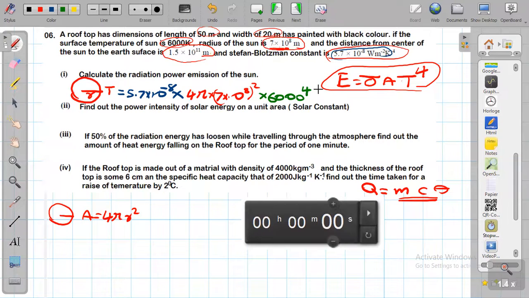And 6000 to the power 4. And the energy emission is very huge value. Sun තප්පරයකට දාන value එක හිතා ගන්න බැහැ.